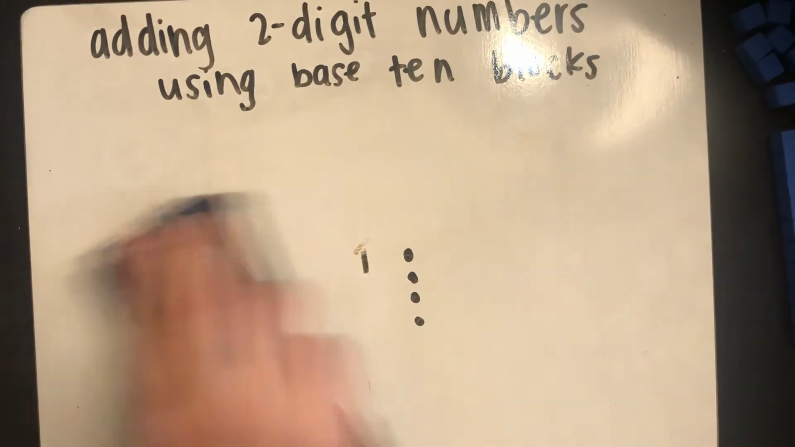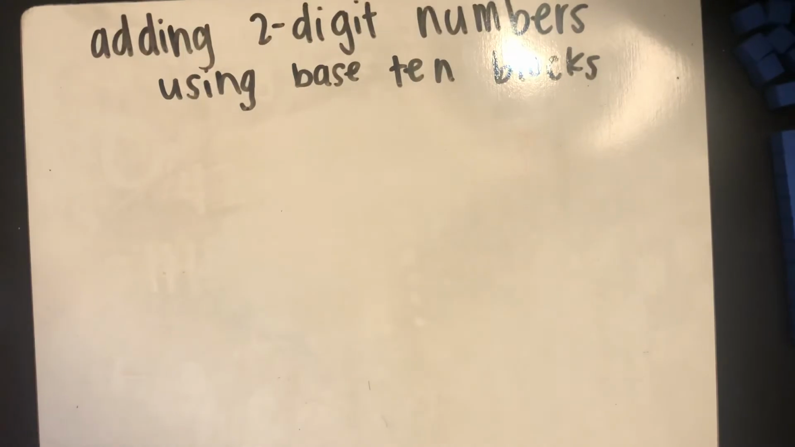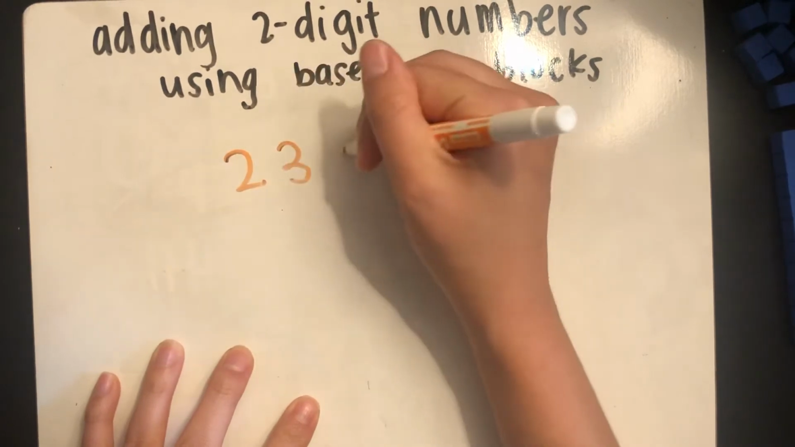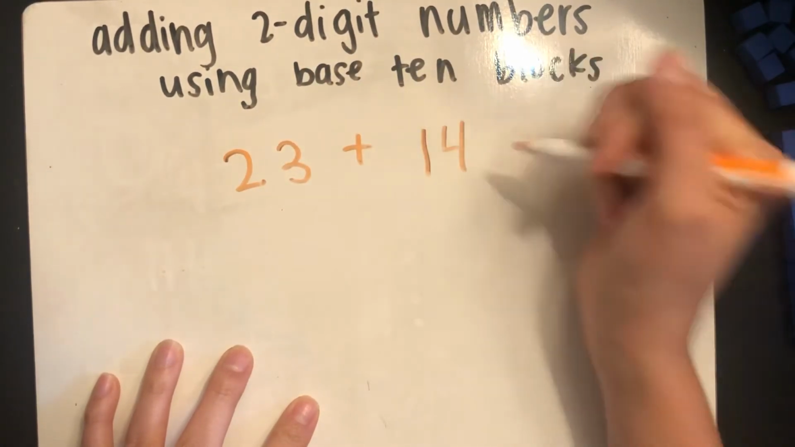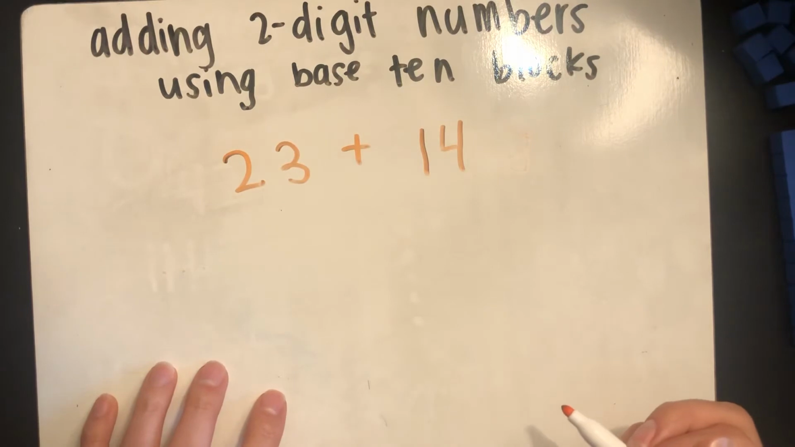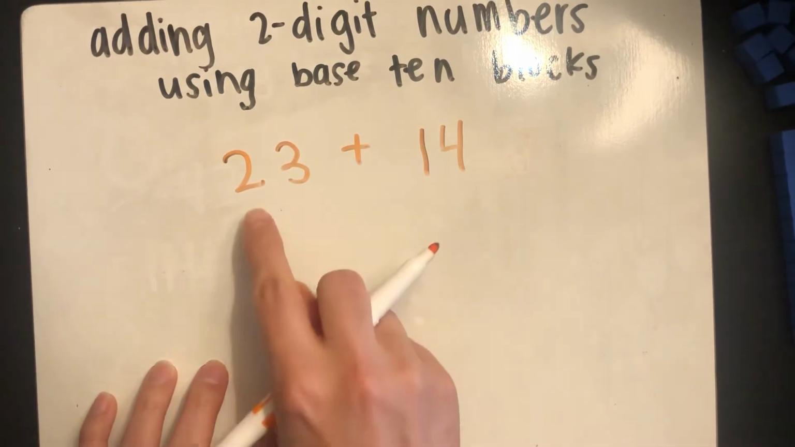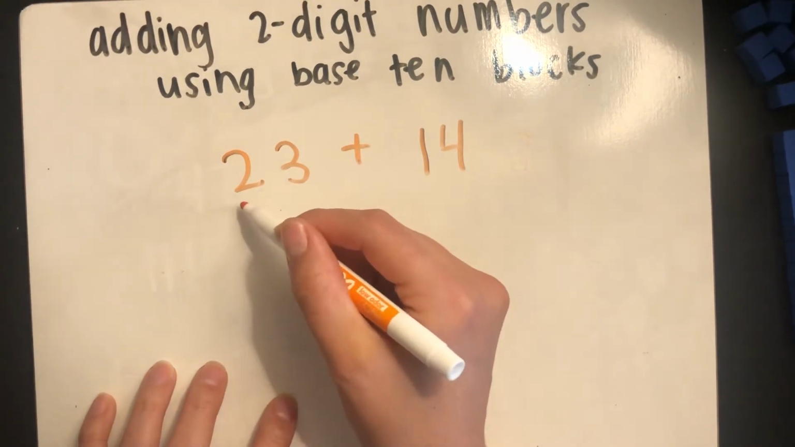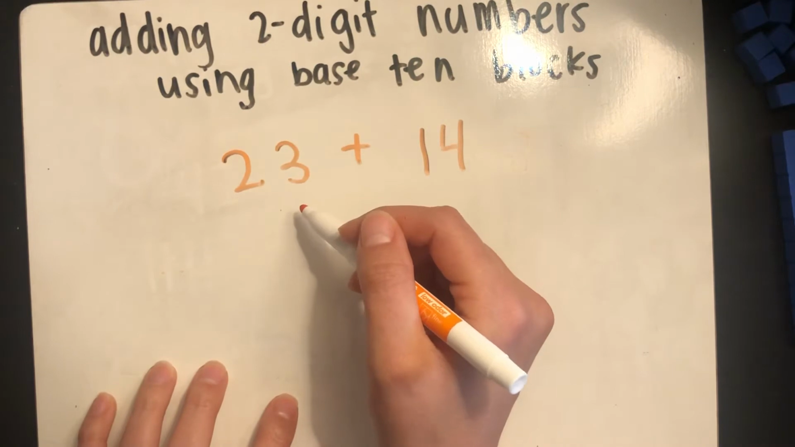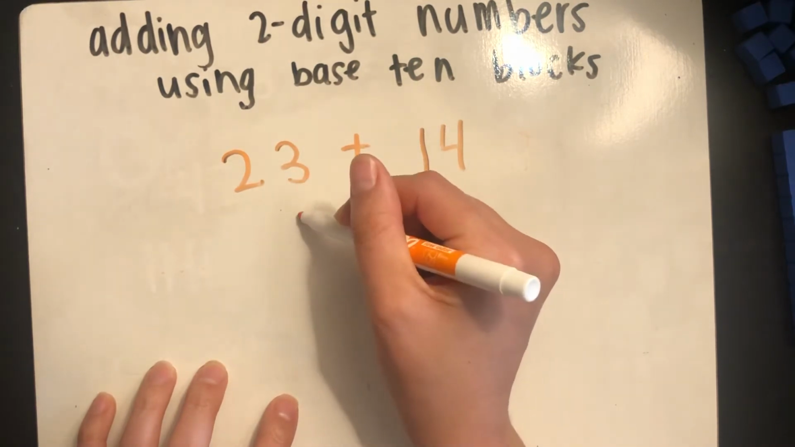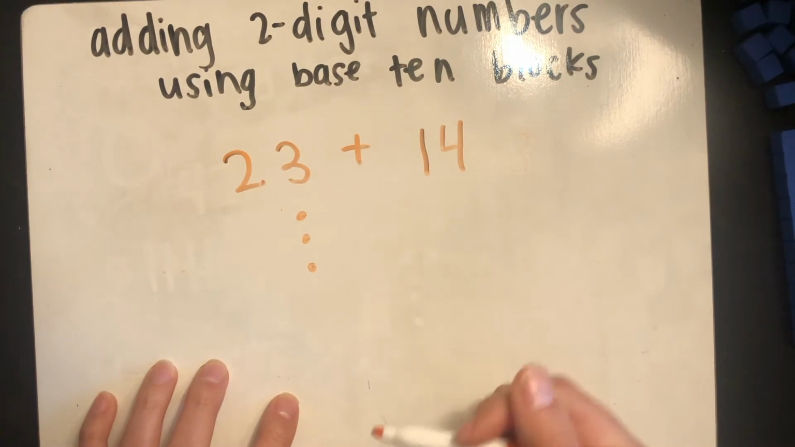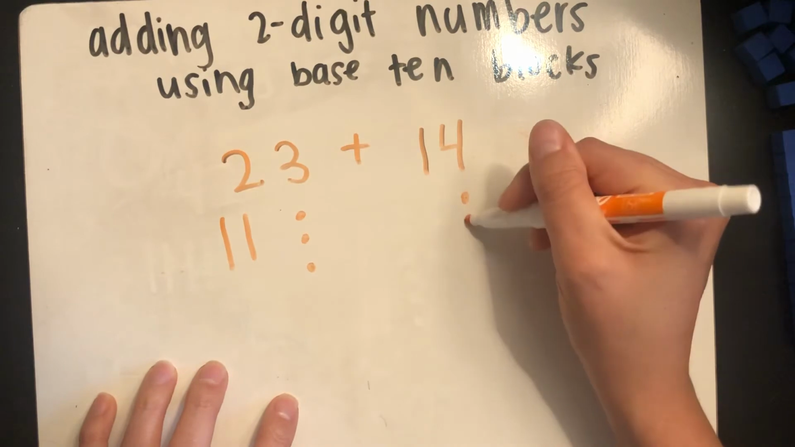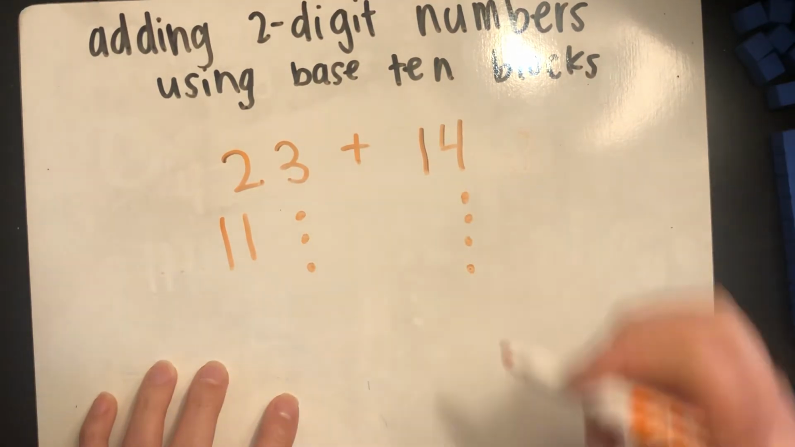Let's, for example, do this one. Let's do 23 plus 14. Okay, what's the first step I need to do? The first step I need to do is to draw my numbers using base 10 blocks, okay? So I'm going to draw the number 23 using base 10 blocks, okay? So I know I have 3 ones and I have 2 tens. For 14, I have 4 ones and I have 1 ten.